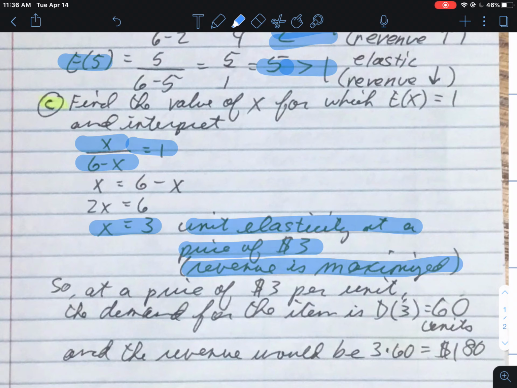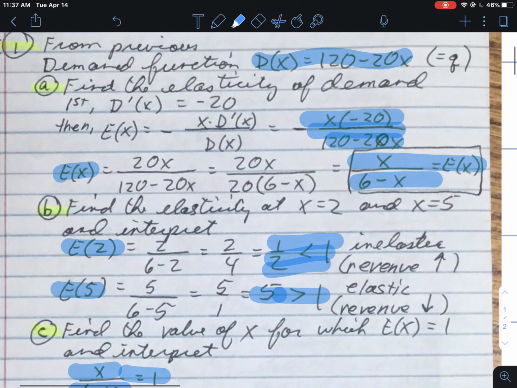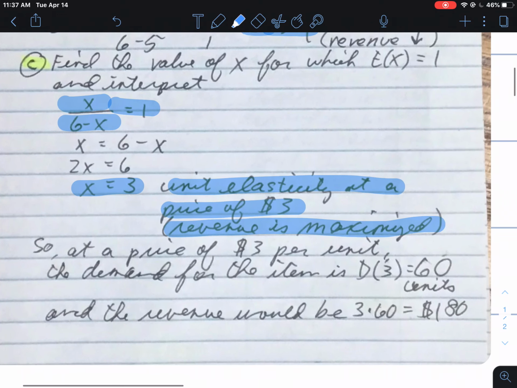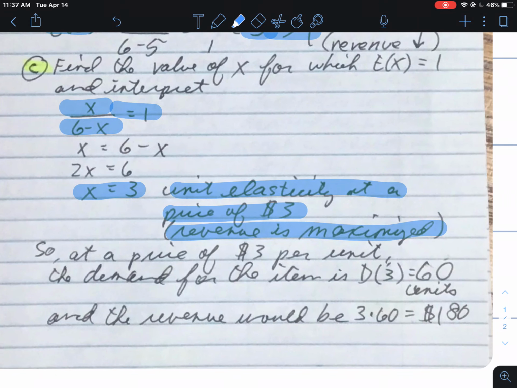Right? So at a price of $3 per unit, we could also then calculate the demand for the units. Remember, our demand function originally was 120 minus 20x. So just plugging 3 into D, D of 3 gives us a demand for 60 units. And then we can calculate our revenue if we sell 60 units at $3 apiece. We've got revenue of $180. All right. So it's finding where revenue is maximized, but using the elasticity function in this case.